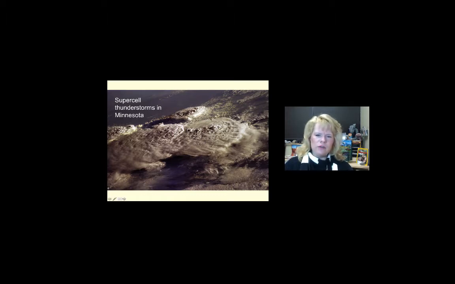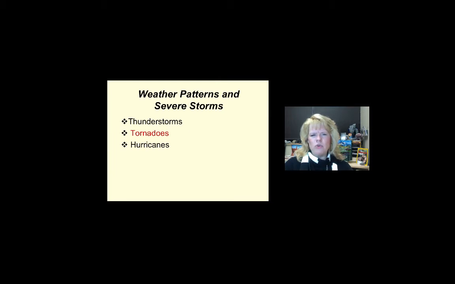And you can see that rotation very clearly. It almost looks like a hurricane, doesn't it? So some of these thunderstorms actually have characteristics of hurricanes that are very large. They just don't move in from the ocean. So let's look at tornadoes next.